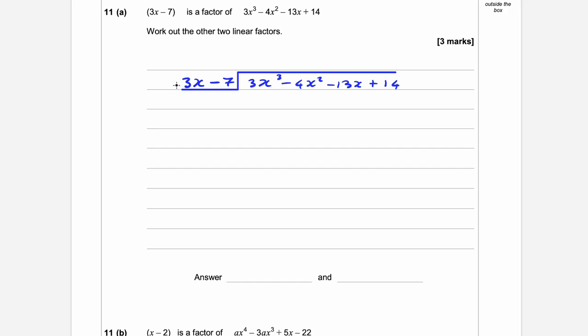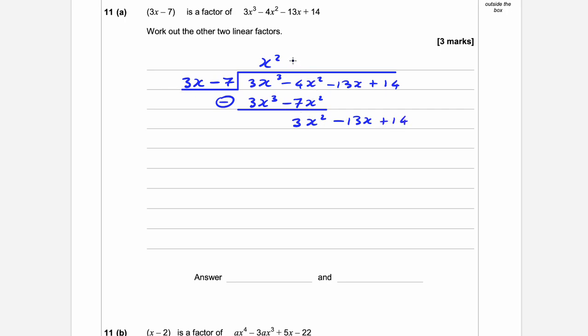So we do 3x into 3x cubed goes x squared. This times this is 3x cubed. This times this is minus 7x squared. Line underneath. Subtract. This minus this is 0. This minus negative 7 gives me plus 3x squared minus 13x plus 14.